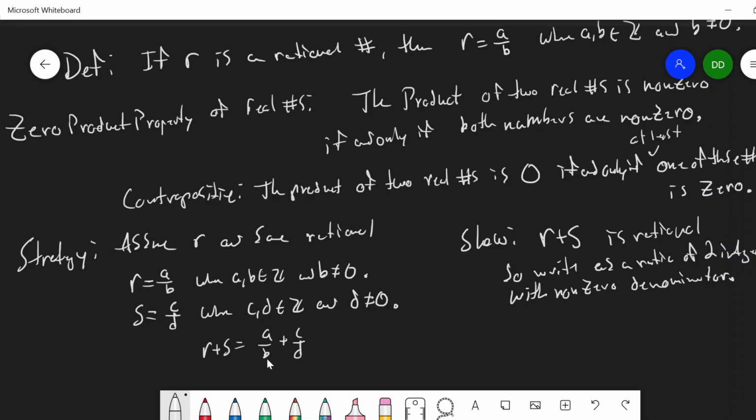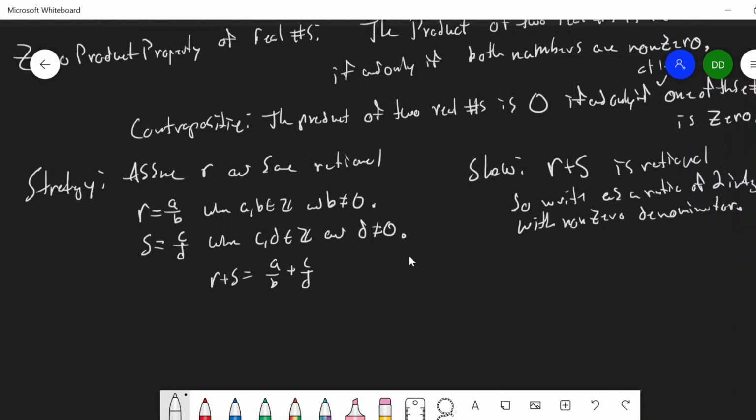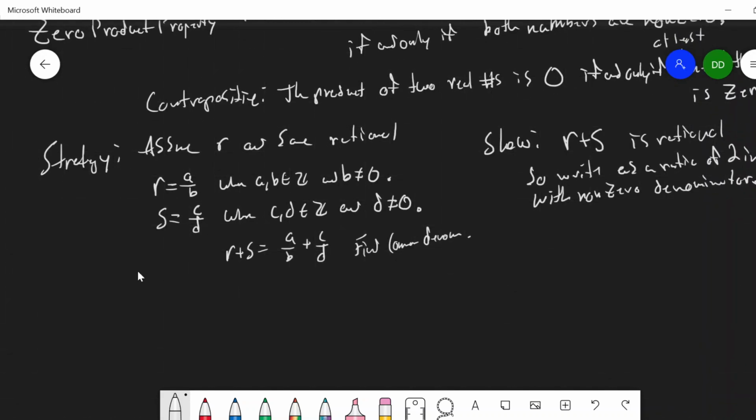And I'm going to want to write this as a ratio of two integers. So how can I write this sum of two fractions as just a single fraction? Well, I'm going to find a common denominator and combine these. So this is my strategy, find a common denominator. All right, let's prove this.